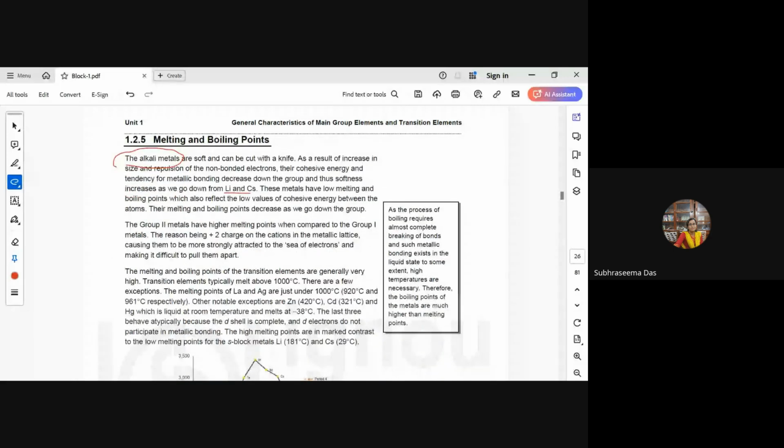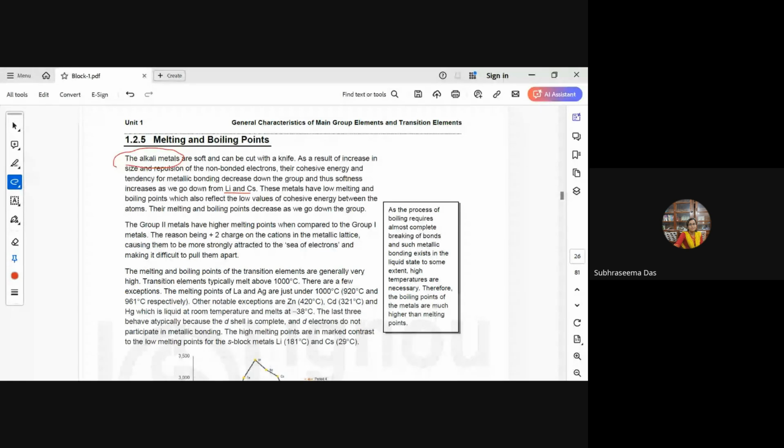On the other hand, the group 2 metals have higher melting points compared to group 1 metals, because they have a +2 charge on their cations in the metallic lattice. As a result, they are strongly attracted to the electrons, and the attraction being strong, it is very difficult to pull them apart.